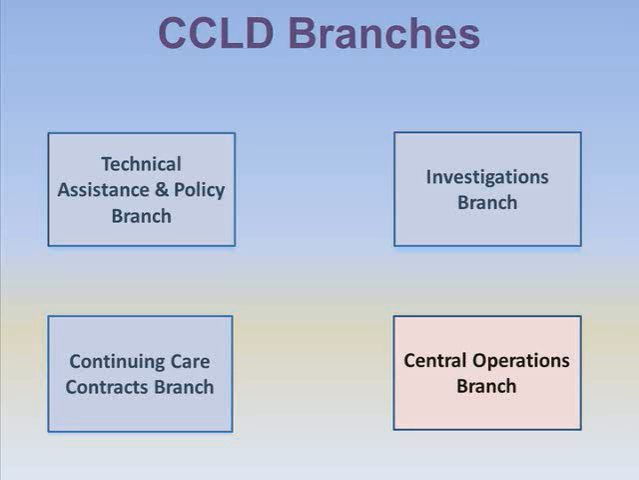There is also the Central Operations Branch, which provides administrative support, technology support, financial auditing of facilities, collection of civil penalty assessments through Franchise Tax Board intercepts, and criminal background checks for licensees and employees. It consists of three bureaus: the Caregiver Background Check Bureau, the Division Administrative Support Bureau, and the Information Technology Liaison Bureau.